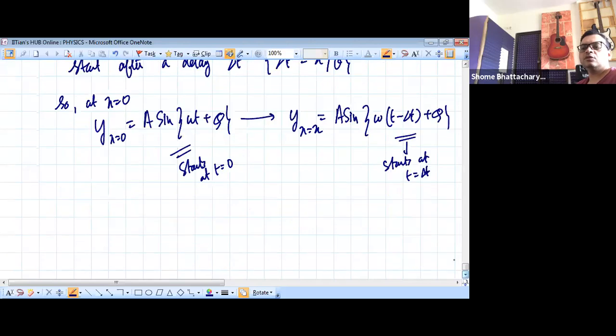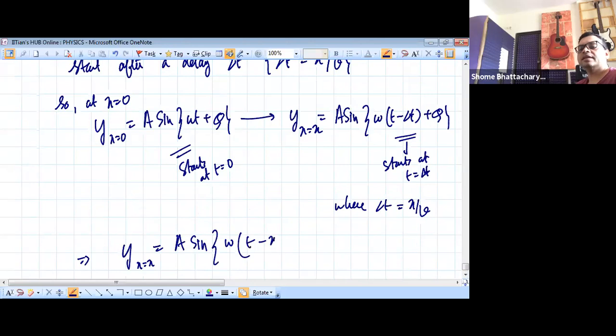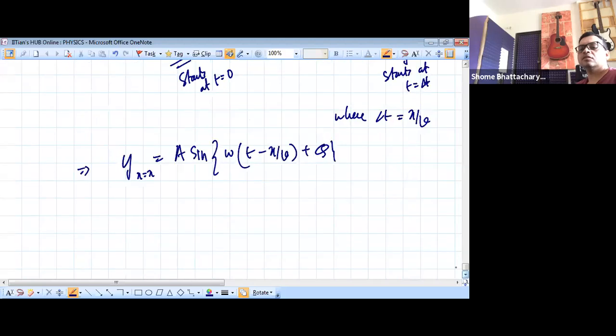Further, now we substitute. Delta t is how much? It is x by v. So what is the general equation for y at the point x equal to x? It is E sine(omega (t minus delta t)), which we write as omega (t minus x by v) plus whatever phase. So you can see that you're getting the general equation of the wave, y as a function of x and time, as E sine(omega t minus (omega by v) x plus phase). Now you can write that omega by v as some new constant k.